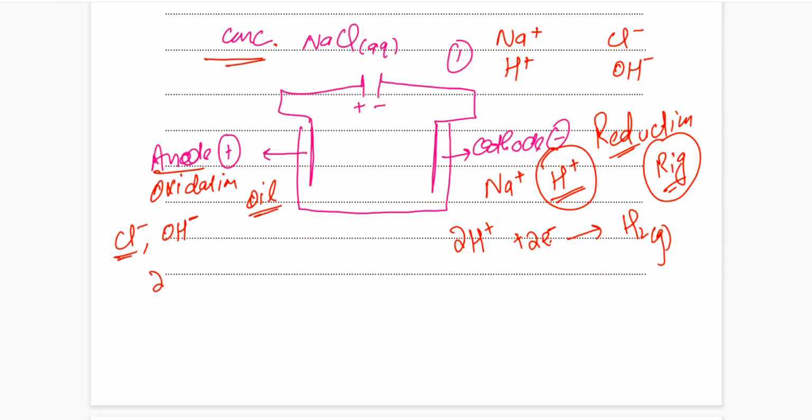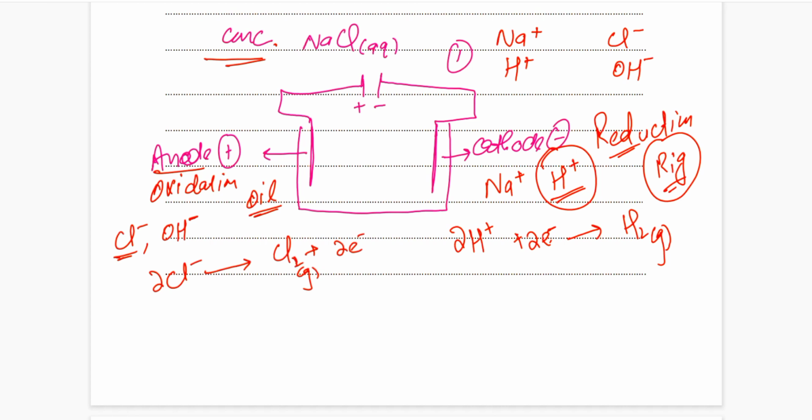So what will happen to chloride? Oxidation means the loss of electrons, so each chloride ion will release an electron. Two chloride anions will lose two electrons, so we will get the chlorine gas over here.